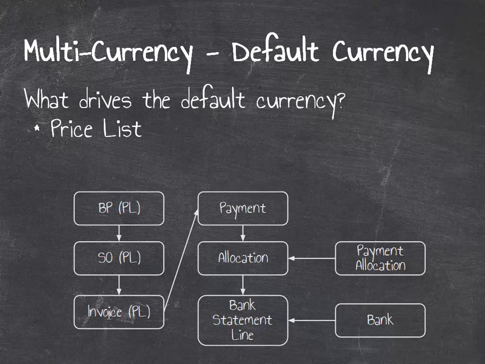If you create an invoice from scratch, you still have to define the price list, and so therefore again, the invoice's currency is defined by its price list.